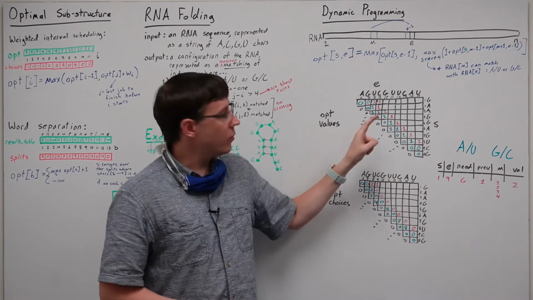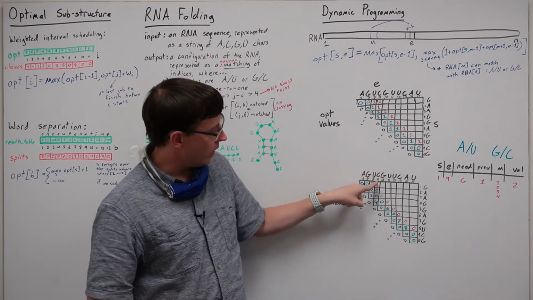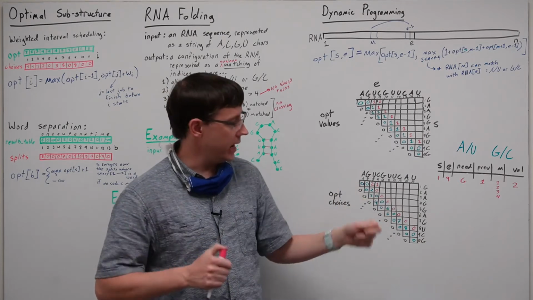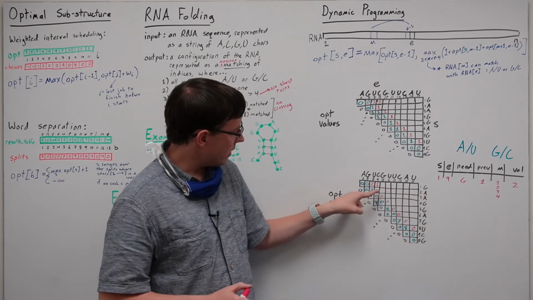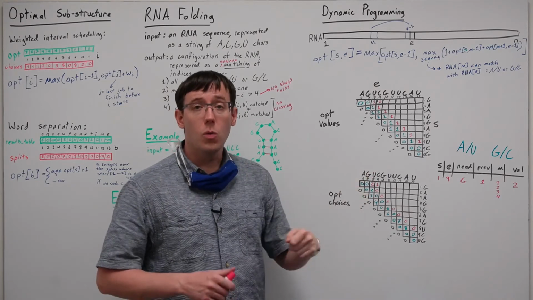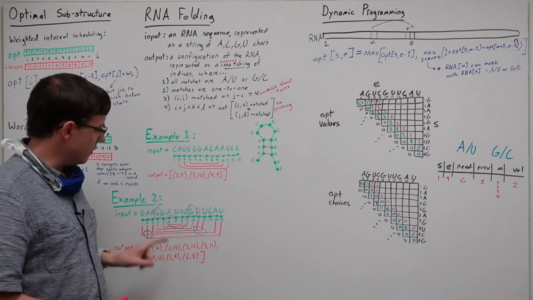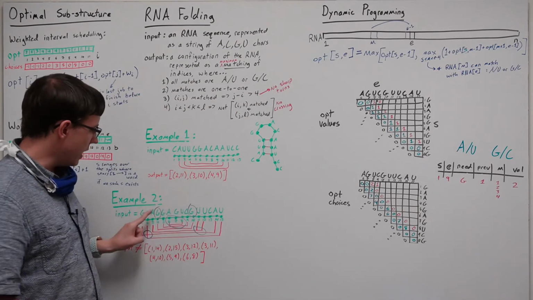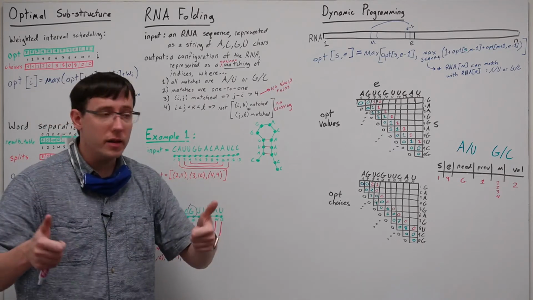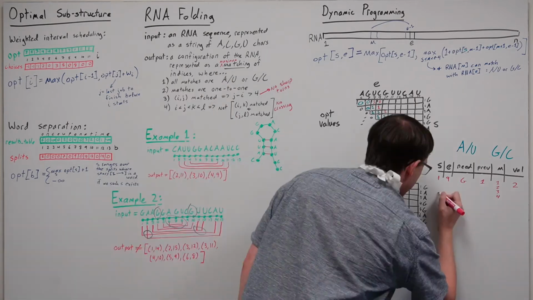So what this is saying is that we can get 2 pairs by pairing 9 with 1. The implied subproblem is 2 through 8, so we can go look up that subproblem, and we'll pair 8 with 2. So 1 to 9 and 8 to 2 gives us G to C and A to U, so we do have 2 valid pairs in the 1 through 9 substring.